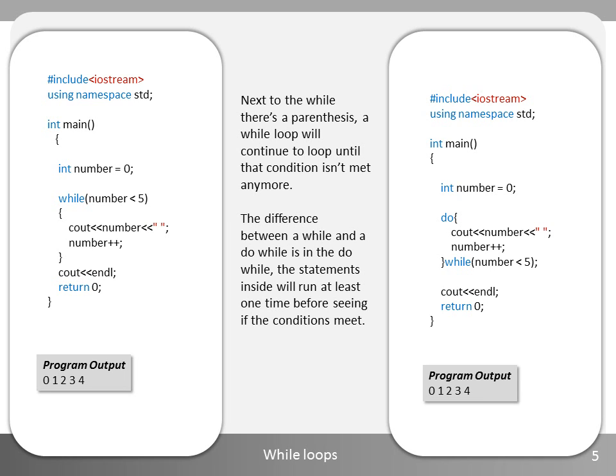Similarly to the standard while loop, there is the do while loop. The difference between a while loop and a do while loop is that in the do while, the statement inside will run at least one time before seeing if the conditions meet, since the condition is verified after the loop has run for the first time. Here we have the same program twice, one using a while loop and one using a do while loop. The programs give the same result as the conditions for the loops are true since the first iteration. This can be seen in the program outputs, which are identical.